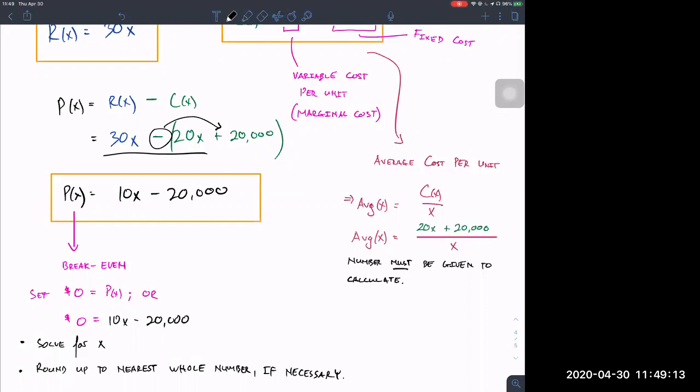What other questions on rehashing cost, revenue, profit? Okay, if none, what other questions on rehashing? Oh, well, anything else for that matter. Any other questions?